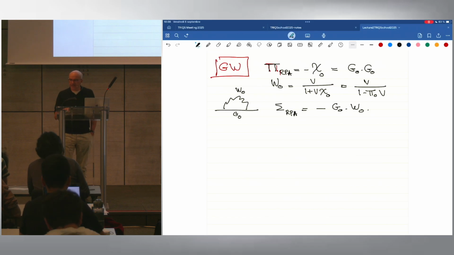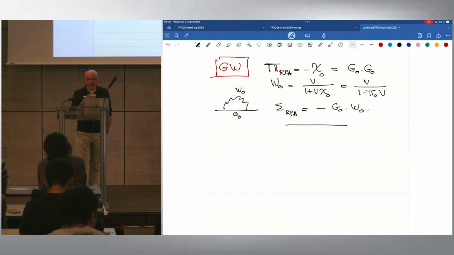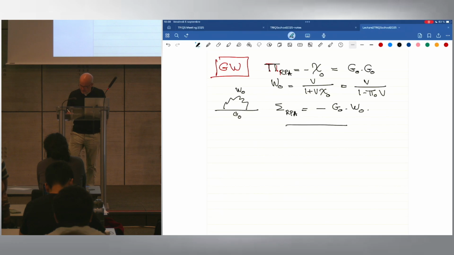Now, I can decide to make these equations fully self-consistent. It's a bit of jargon. What does that mean? This means that instead of computing the polarizability with the bare Green's function, we're going to compute the polarizability with the full interacting Green's function. And that's the GW approximation. So this is why I'm saying that GW is nothing else than self-consistent RPA.